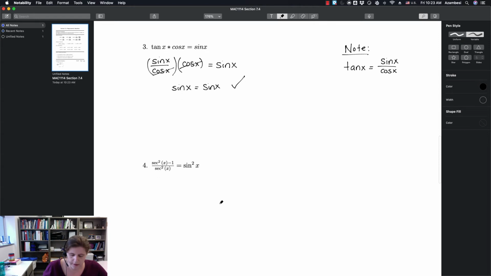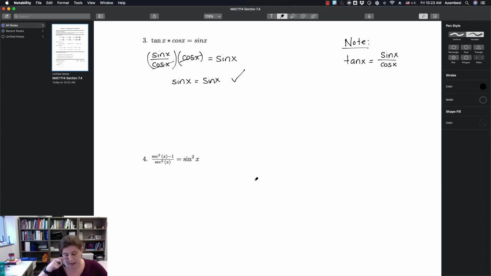All right, secant squared x minus 1 over secant squared x is equal to sine squared x. Remember that we have the Pythagorean identities. So Pythagorean identities is what I'm thinking about when I see squared terms. Let's see what we have that has to do with secant squared.